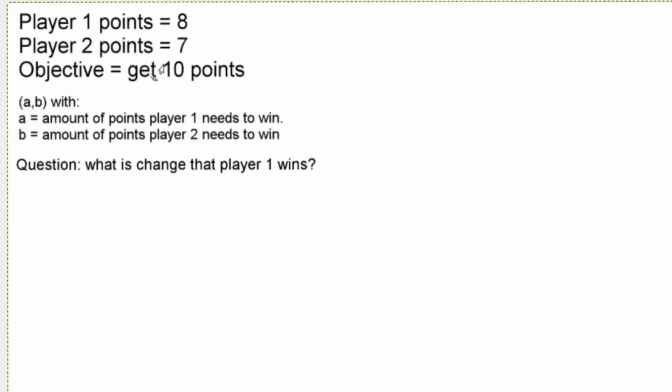I've changed the objective from 16 points to 10 points just to make it easier to visualize and explain. In the start, player 1 needs 2 points to win, and player 2 needs 3 points. Let's just say that the first coordinate denotes the amount of points player 1 needs to win, and the second coordinate denotes the amount of points player 2 needs to win. If player 1 is to win that round, he needs 1 point, and player 2 still needs 3 points. If player 2 is to win, then player 1 needs 2 points, and now player 2 also needs only 2 points.